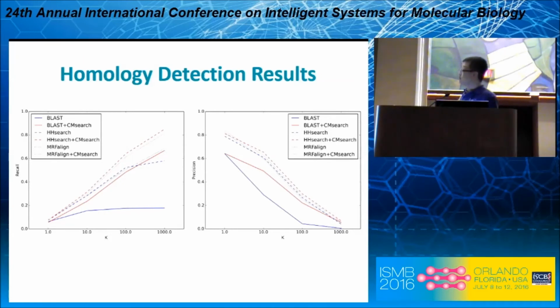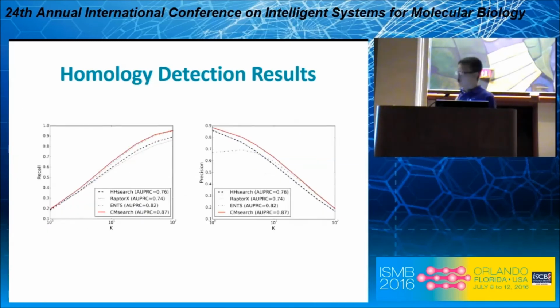So you can see that, as expected, BLAST performs much worse than HH-search and MRFalign. However, no matter which sequence similarity search you use, our CMsearch can always dramatically improve both recall and precision. And more importantly, no matter which input sequence similarity search you use, we can improve the performance to similar levels, which suggests that CMsearch is insensitive to the choice of sequence distance metric.